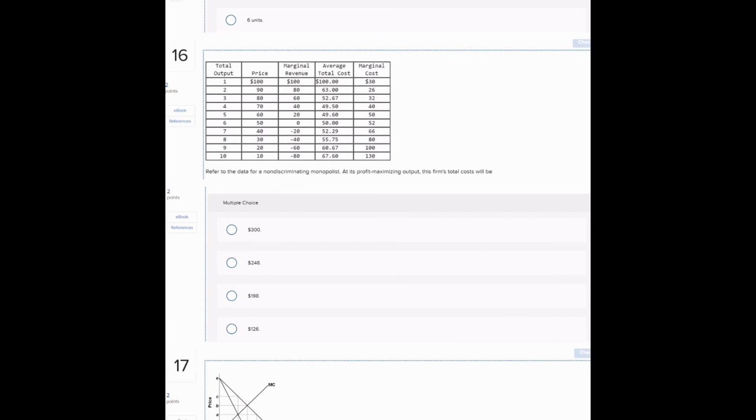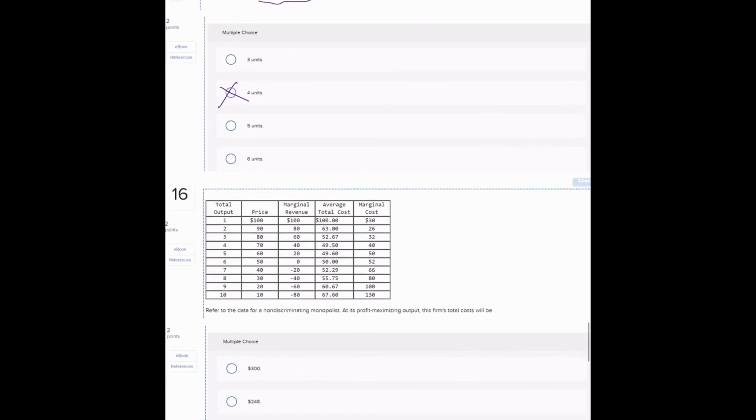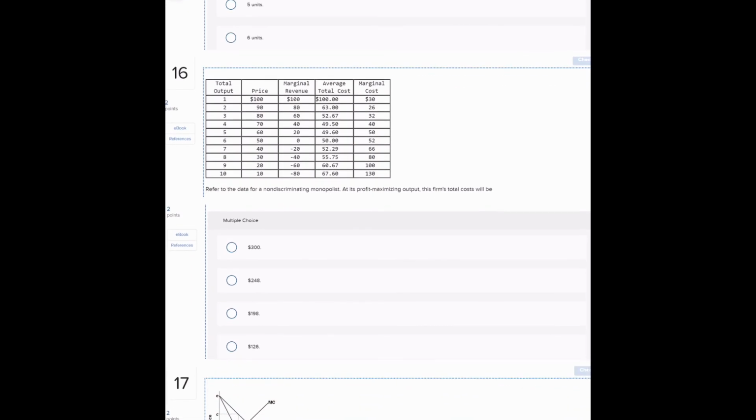Number 16, refer to the data for, again, a non-discriminating monopolist. At its profit maximizing output, which we just determined was 4 units, the firm's total cost will be, and so we've got average total cost, 4 units. So we're going to take the average total cost per unit times the 4 units, and that's going to give us costs of $198.